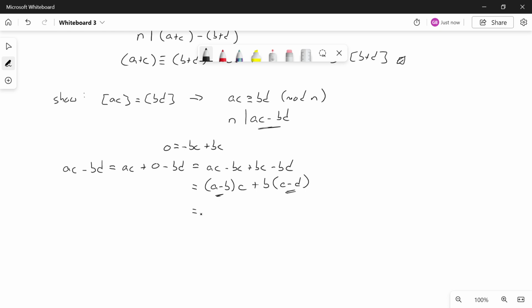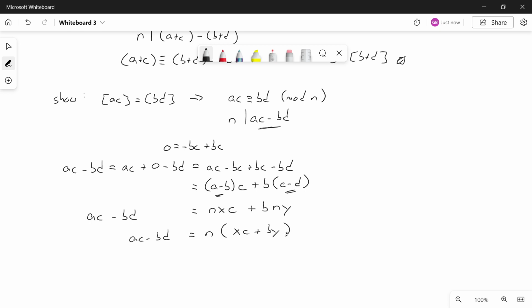So this is equal to NXC plus B times NY. So again, we have AC minus BD is equal to what's on my right-hand side here. But notice what's on my right-hand side. Both of those terms have an N. I can factor that N out. So AC minus BD is equal to N times XC plus BY.